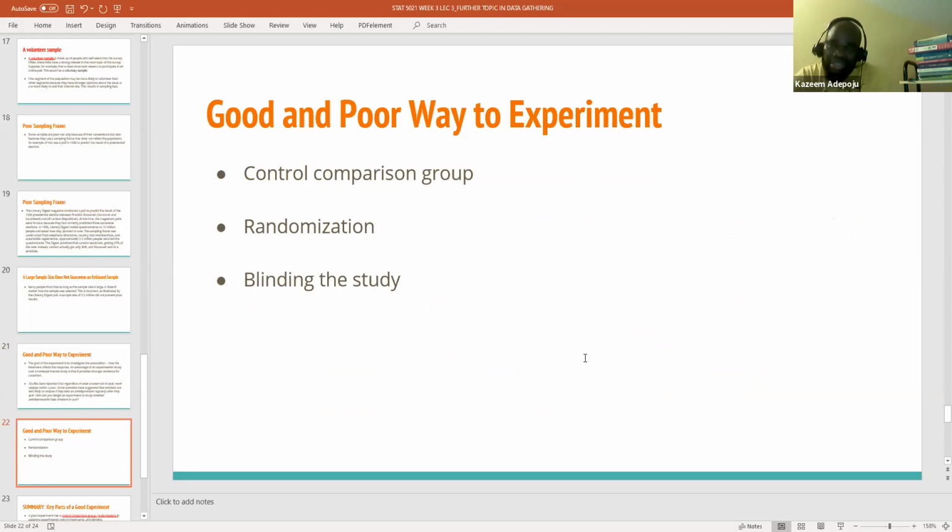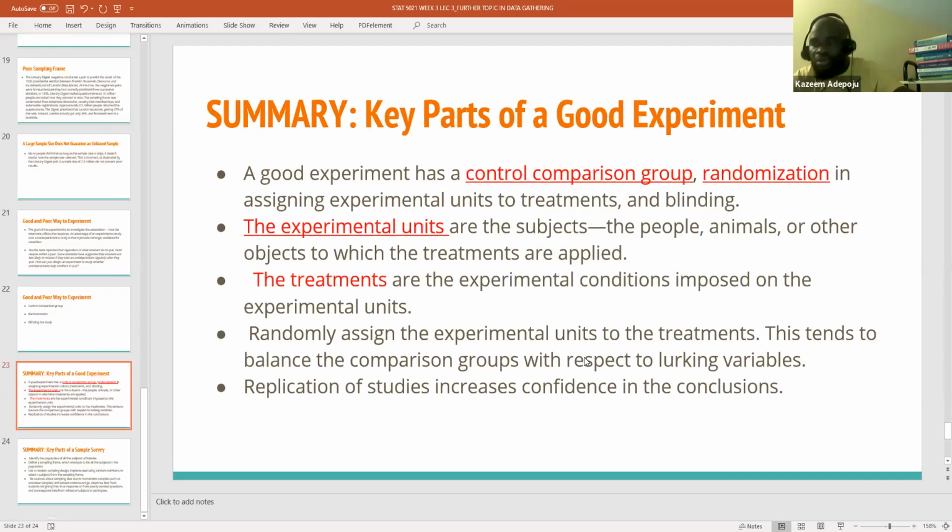Blinding the study: don't let the respondent be aware that they are being given placebo. Otherwise, they're going to lose interest. Okay. Now, what is the takeaway from what I've done so far? I also want to have a takeaway on the key parts of a good experiment, and that's exactly what I listed here. I've talked about them.